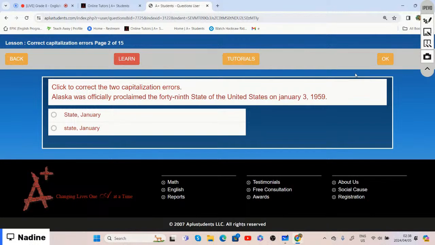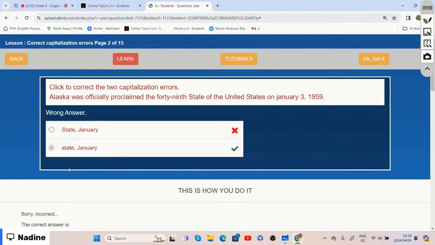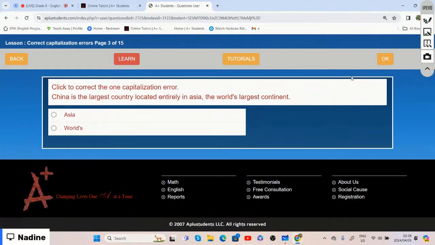All right, and if we were to click on the two capitalization errors, then we can say it's the first one, which is state and January, because January is a month of the year, and that is what we need to capitalize. Oh, we need to lowercase state. Sorry. So state is in lower case, but January is capitalized. So it's only that one. So it's the second option. Apologies for that one.